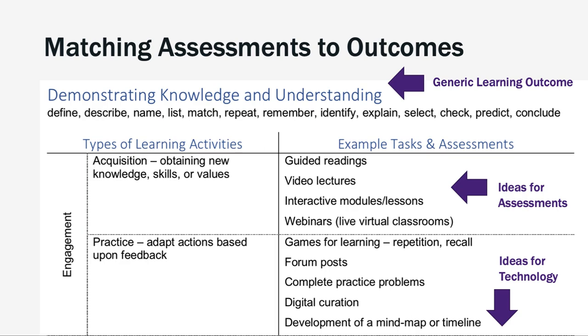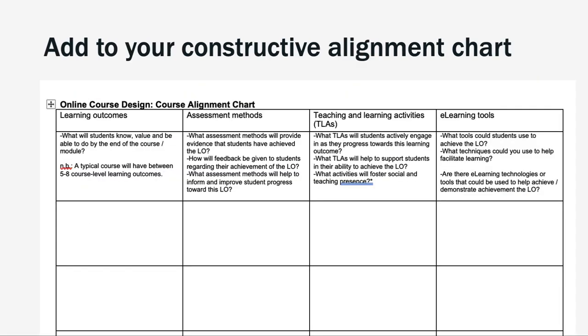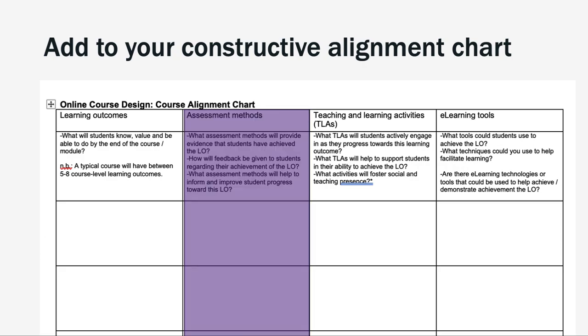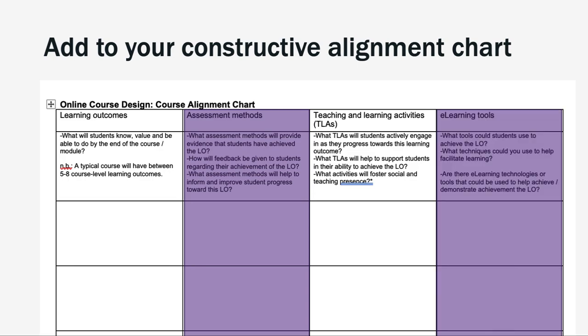And what we encourage you to do in designing your online course is to return to your constructive alignment chart, using your learning outcomes as the guide and adding to it, especially in this column focused on assessments, where you can brainstorm some ideas of assessments that align with your learning outcomes, keeping those key questions in mind. As you go, you might also document the e-learning tools that might suit or might be needed in order to make those assessments possible.